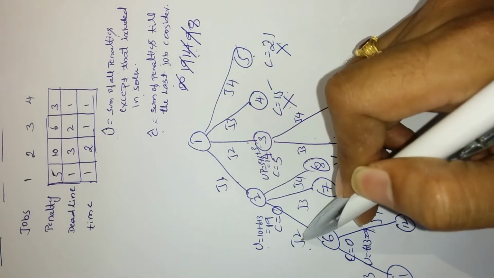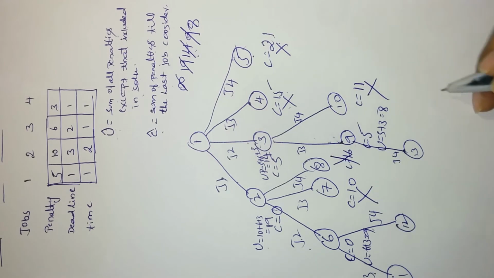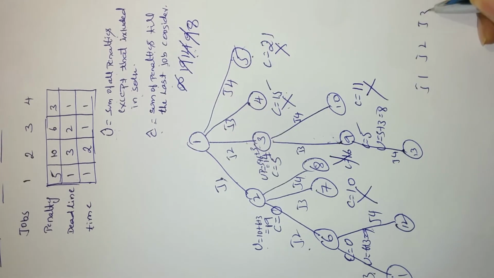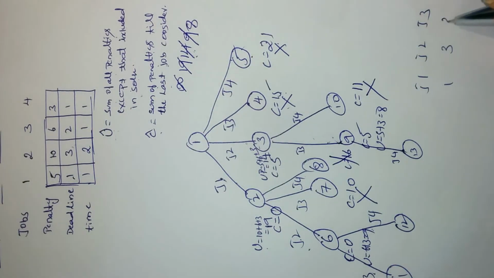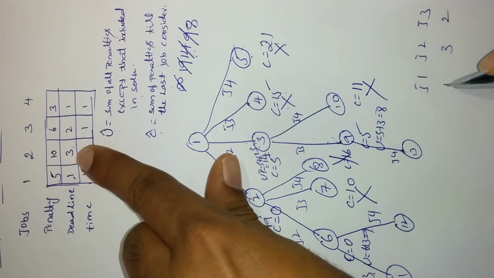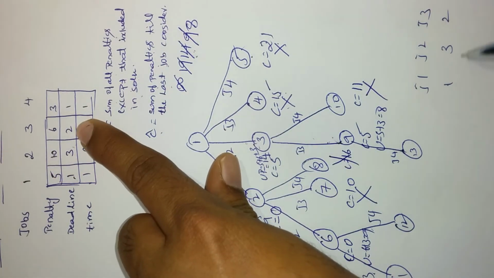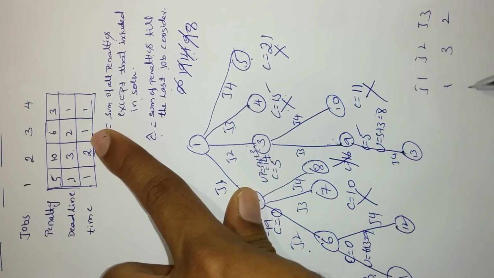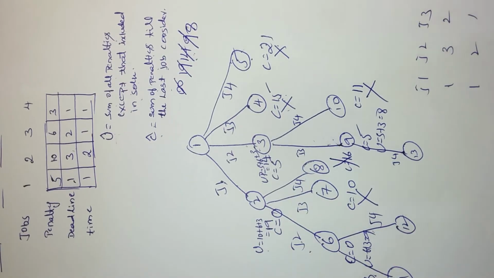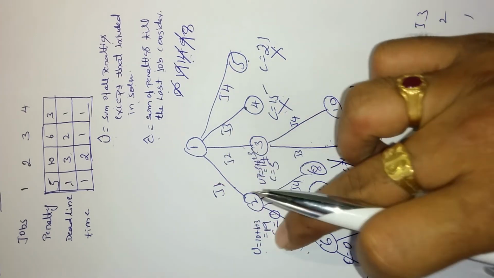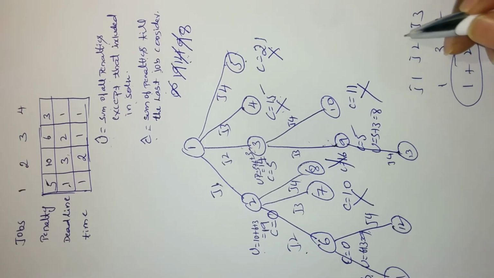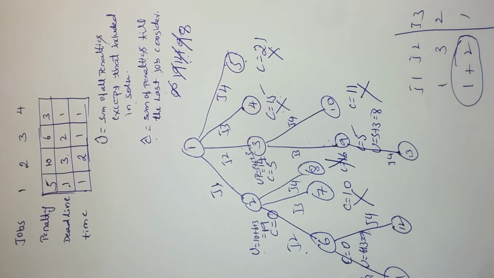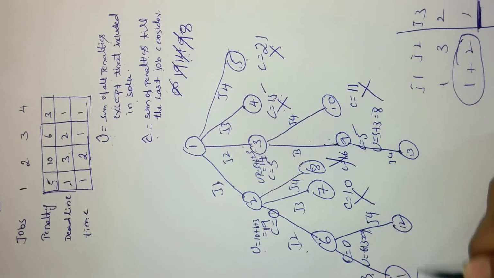So here job 1, job 2, job 3. Correct. So job 1, job 2, this is job 3. What is the deadline? 1, 3, 2. See here 1, 3, 2. Job 1 is 1 deadline, job 2 is 3 deadline, job 3 is 2 deadline. So what is the time? 1, 2, 1. Now we have to finish the deadline in 3 hours. Job 1 hour, 2 hours, 3 hours. See here 1 plus 2 how much? 3 hours only. Within job 2 only it will complete the 3 hours. It is not necessary to do job 3. So we have to kill this node.